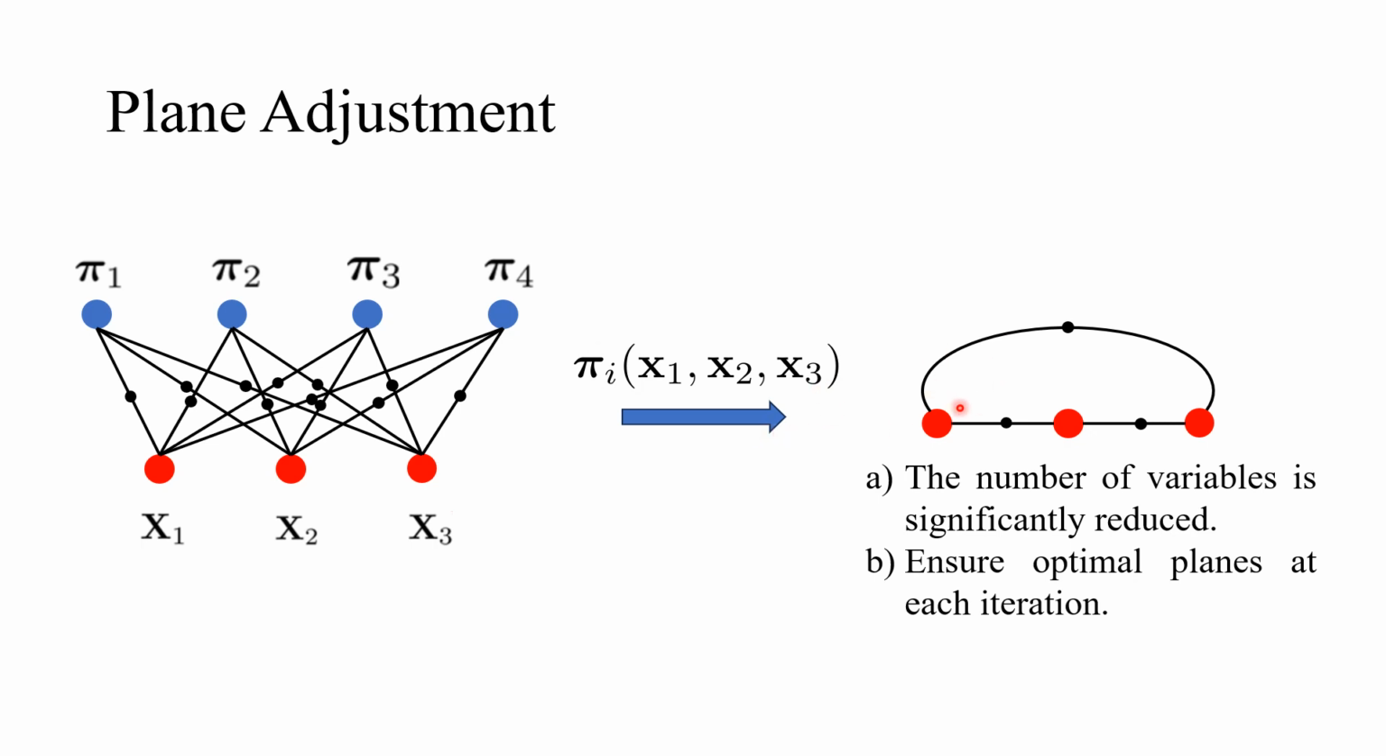The benefit of this characteristic of the PA problem is twofold. Firstly, we can significantly reduce the number of variables. In this case, the number of variables is reduced to 3. Secondly, we can ensure to obtain the optimal planes when we update the poses, which leads to faster convergence. However, it is challenging to compute the Hessian matrix and the gradient vector of the resulting least squares problem. This paper solves this problem. We provide the closed-form solution for the Hessian matrix and the gradient vector.